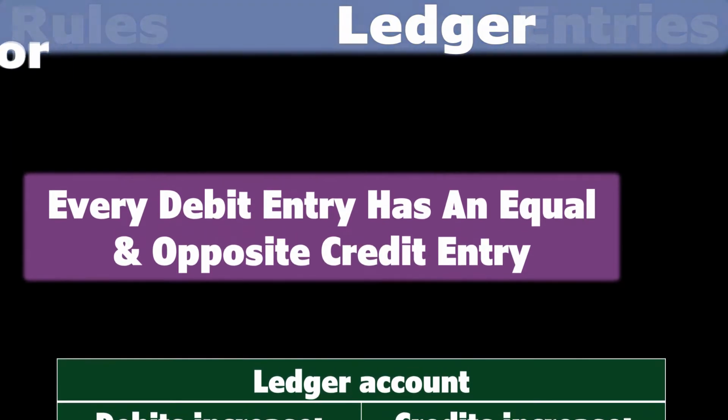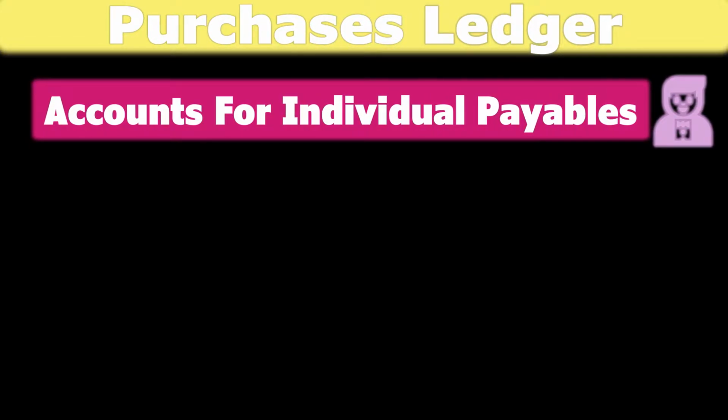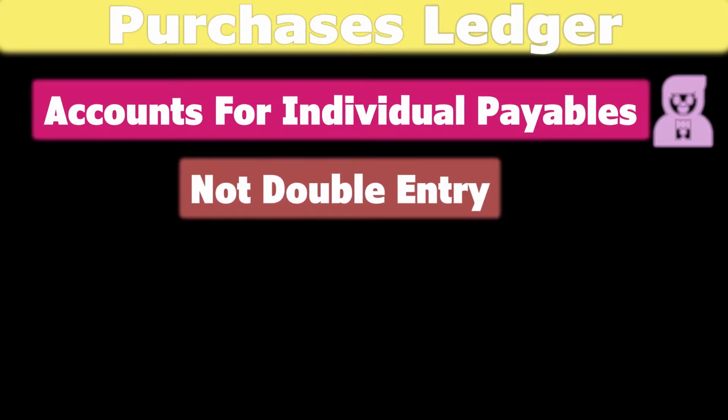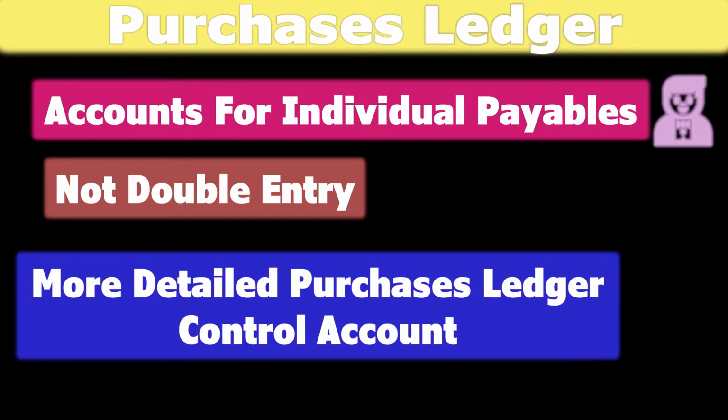Now, let's discuss the purchases ledger, also known as the subsidiary purchases ledger, which is a set of accounts for individual payables and the transactions involving that payable. We need to remember that the purchases ledger doesn't follow double entry, and it is a more detailed version of the purchases ledger control account.